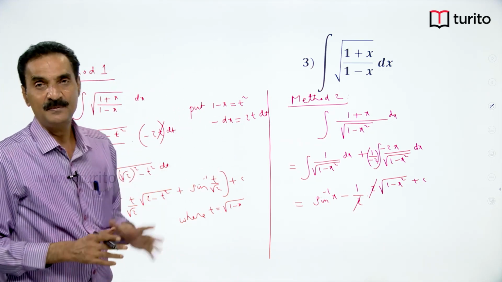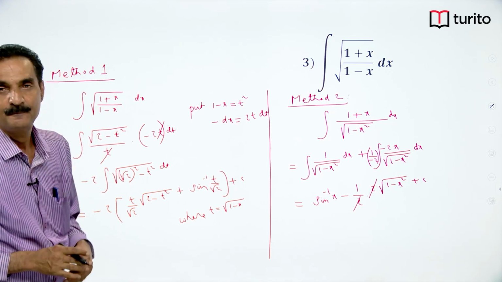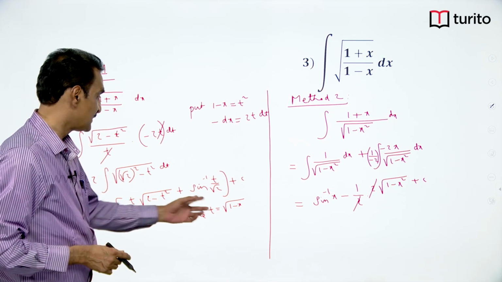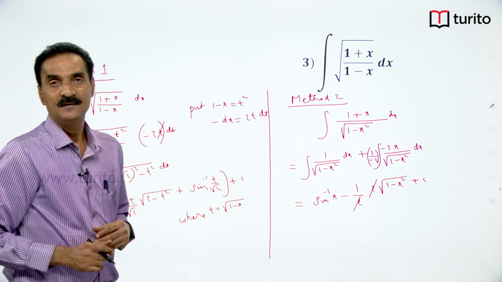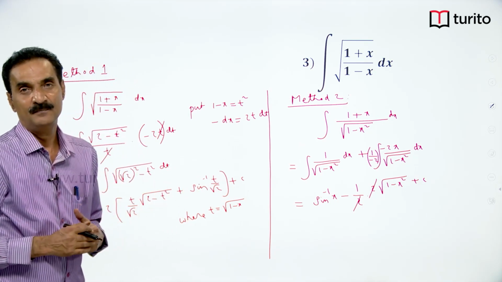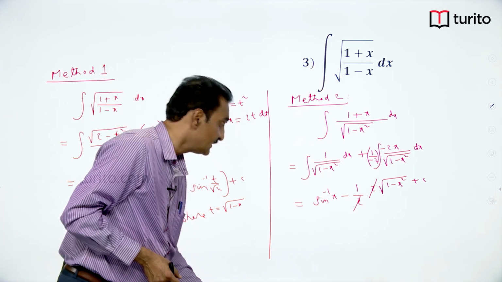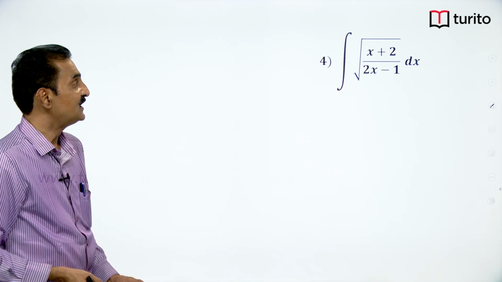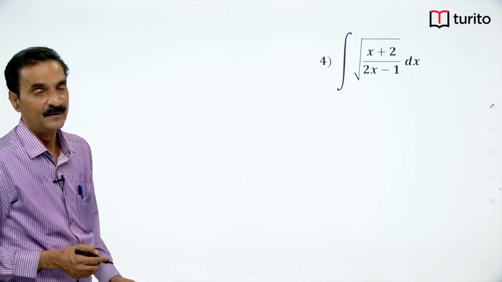I think that method will be looking good. Answer is in a simple form. Otherwise, we have to substitute here and simplify. But both answers are looking different, but both are equal. They may differ by a constant. Next question. Yeah, same way. You can try in the same way.